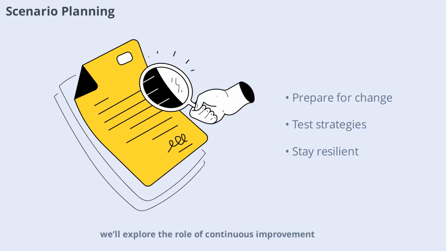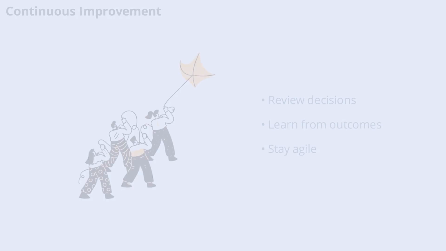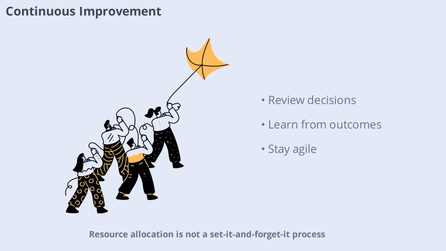Next, we'll explore the role of continuous improvement. Resource allocation is not a set-it-and-forget-it process. Continuous improvement means regularly reviewing allocation decisions, learning from outcomes, and making necessary adjustments. This iterative approach helps organizations stay agile and responsive to new challenges and opportunities. By fostering a culture of learning, you can ensure that your allocation strategies remain effective over time.